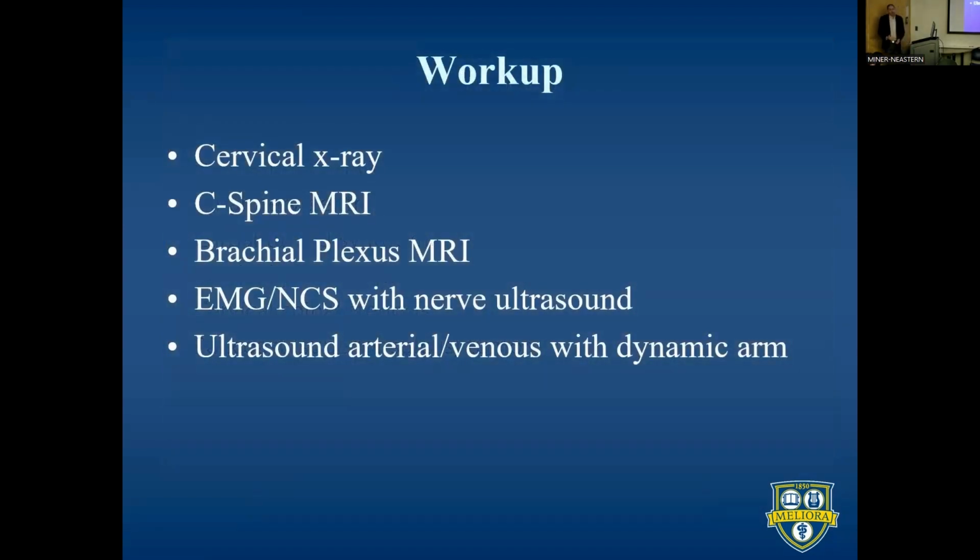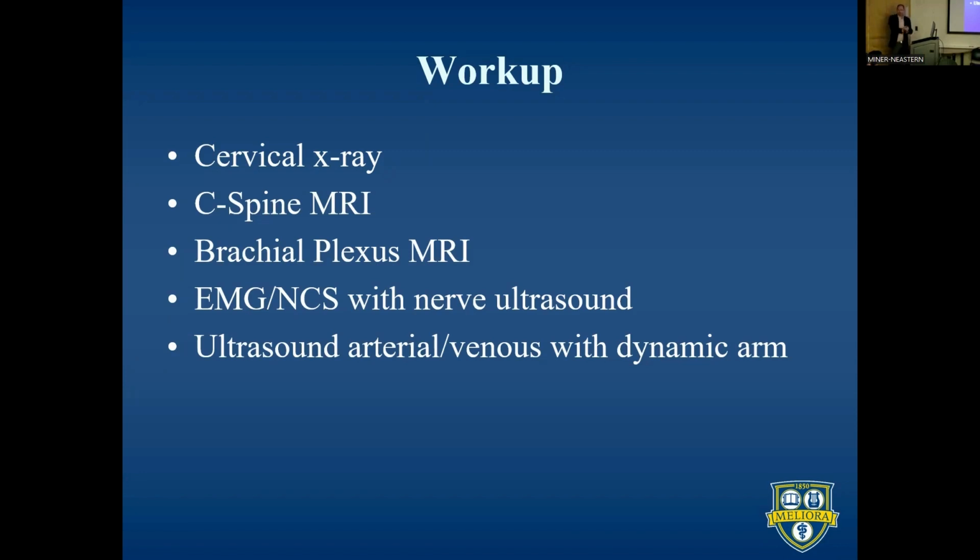So the workup for these patients is pretty expensive. Every time I see one of these people, I'm like, $1 million workup, because you have to look at their neck, you have to get a C-spine MRI, you have to look at their brachial plexus, gotta get an EMG, and I prefer with ultrasound because knowing the cross-sectional area of the median and ulnar nerve in the arms helps you. And then you have to get an ultrasound of the arteries and veins with dynamic movement of the arm. So you want to reproduce that in the lab.